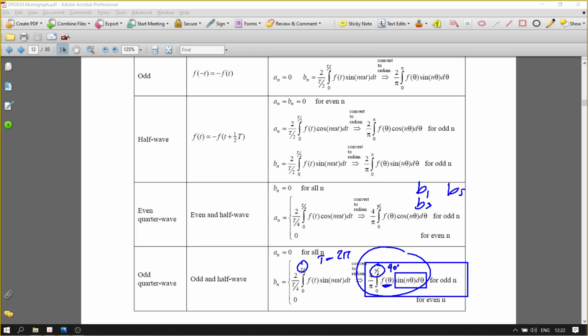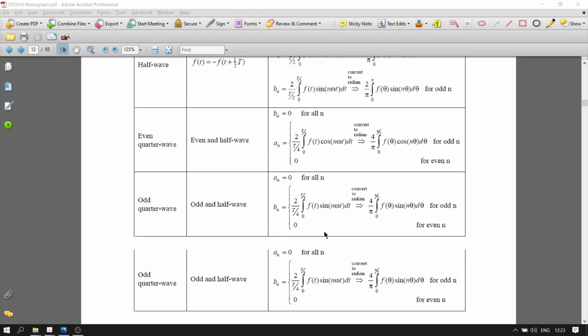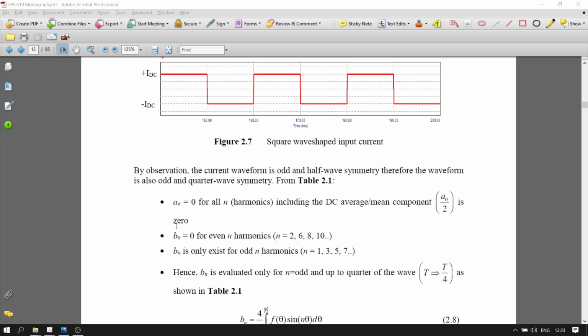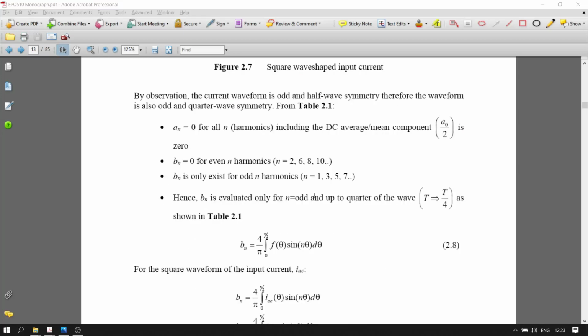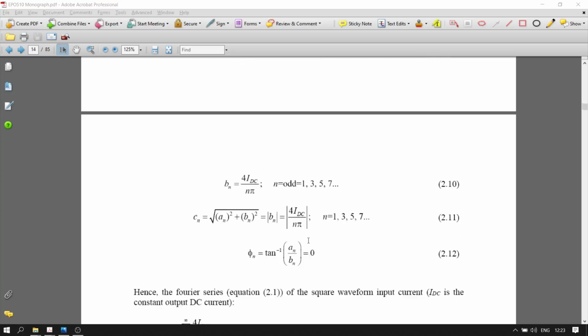Okay, so if you look at this Fourier series here, you can go back and do some revision and look at this An, Bn, whatever is explained in this note, and how to get that. Finally, you get this equation, which is Bn equals 4 IDC over n pi, 1 minus cos n pi over 2. And then you have Bn equals 4 IDC over n pi, and n is always odd because for n even, Bn is 0.